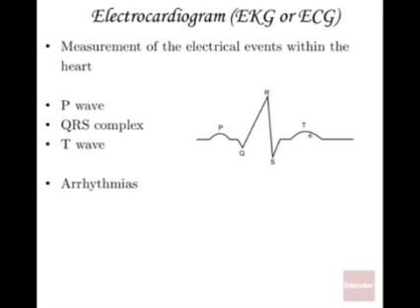They call them waves. The P wave, let's do that in red, right here. This has to do with the atria being depolarized. And depolarization of the atria is going to make it do atrial systole, that contraction. So here is atrial depolarization.